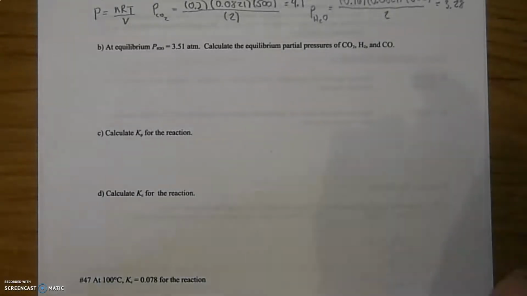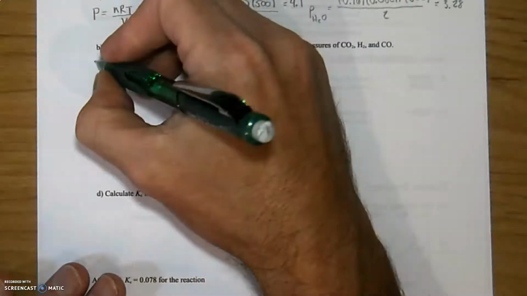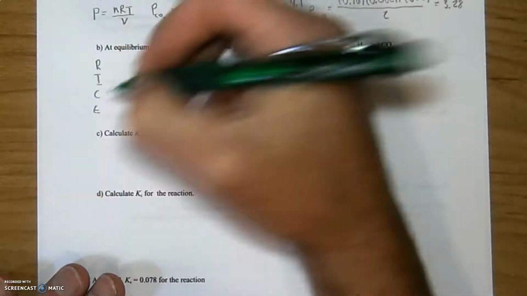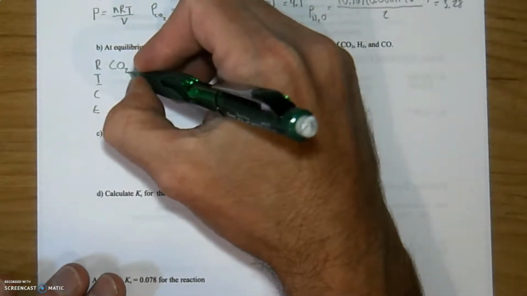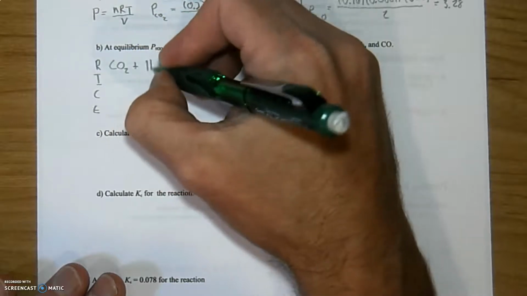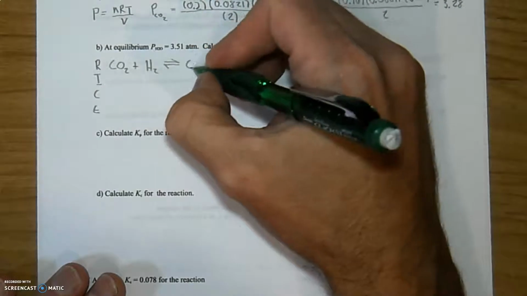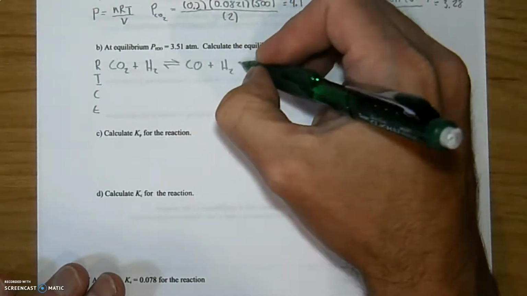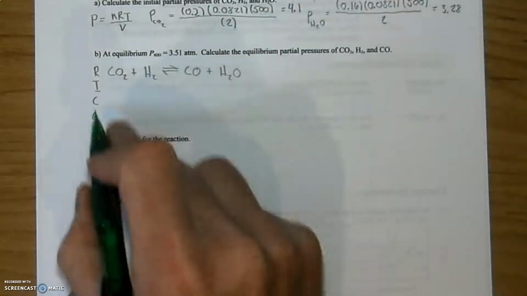All right, this is our first example of doing one of these types of problems that I call a RICE table problem. And we're going to write in the equation that we have up here, having carbon dioxide gas, hydrogen gas, and we have the back and forth arrows, carbon monoxide, and water vapor. Having all these together, we're trying to fill in this table.